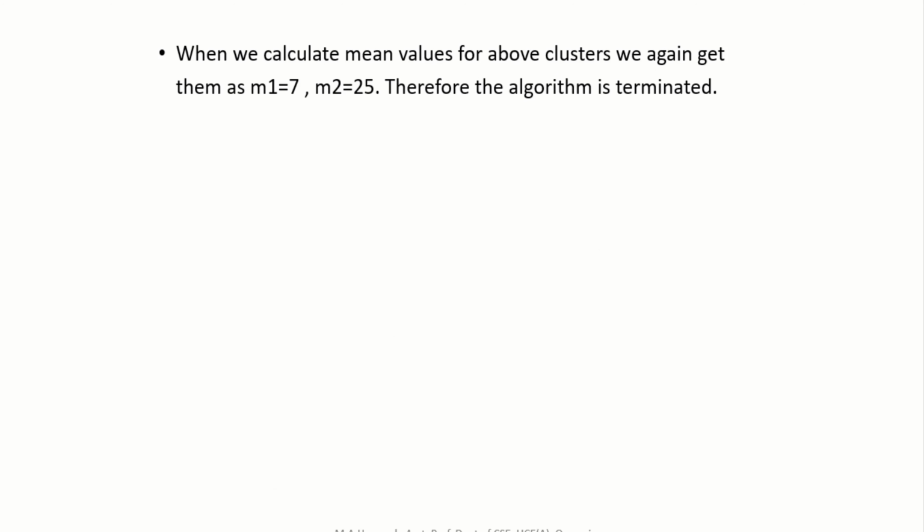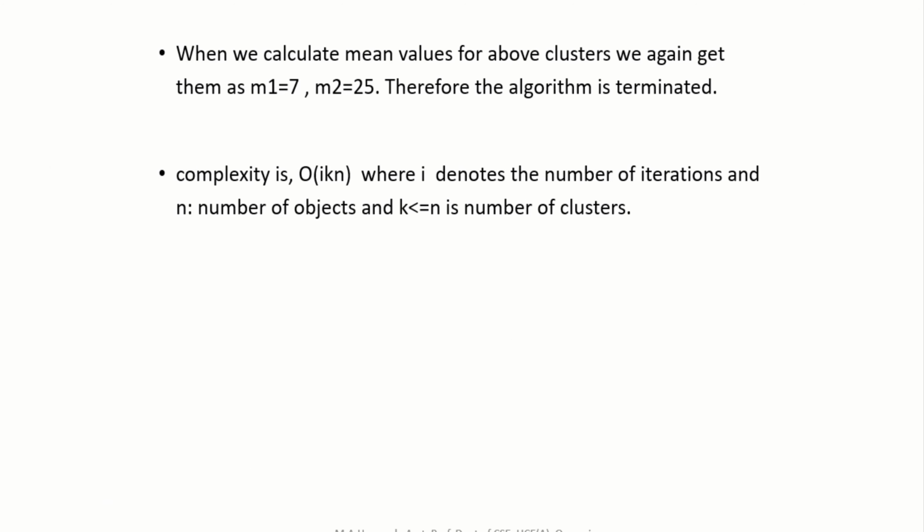So when we calculate the mean values for the above clusters, we again get M1 equal to 7 and M2 equal to 25. Therefore, the algorithm is terminated at this stage. And the complexity of the same algorithm is O(IKN), where I denotes the number of iterations, N denotes the number of objects, and K, which is less than or equal to N, is the number of clusters.